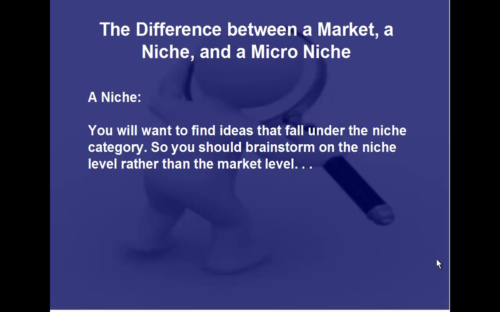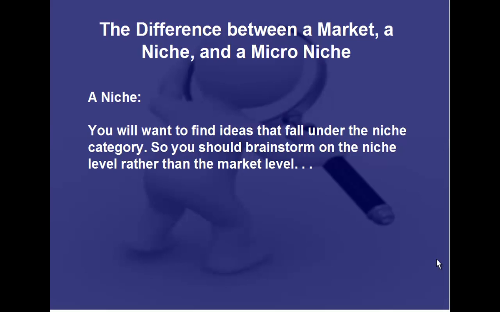Okay? Through your brainstorming, you will want to find ideas that fall under the niche category. So you should brainstorm on the niche level rather than the market level. When you think this way, you're actually thinking like a person looking for an item on the internet. For instance, if a person is interested in a perfect golf swing, okay, he doesn't enter the word golf for his search term. He's going to place something more targeted, such as the phrase, how to improve my golf swing.